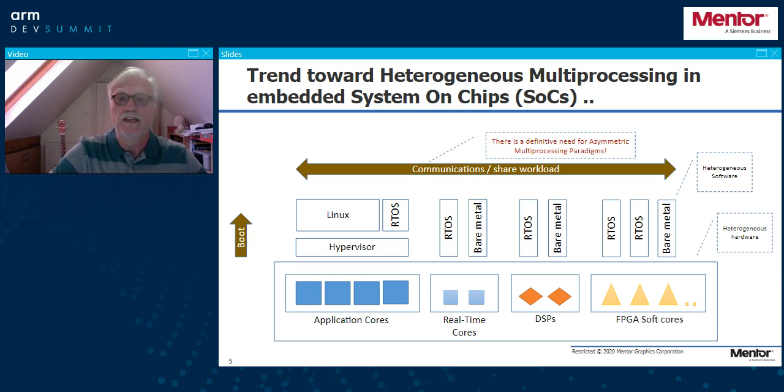And to build a system successfully, we need an asymmetric multiprocessing paradigm. This basically means that we have to provide facilities for communication and sharing of workload between the different software and hardware components. It also means we have to control how the system starts up and manage it thereafter. Those are the two big challenging areas.